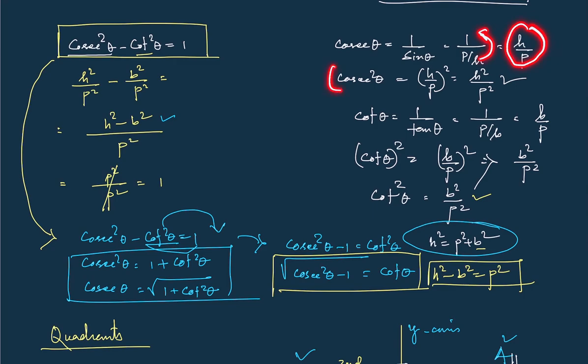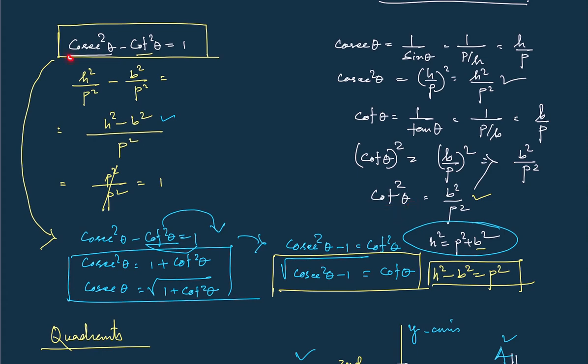Then cosec square theta is h by p whole square, that is equal to h square by p square. Then cot theta is equal to 1 by tan theta, 1 by p by b, that is equal to b by p. Now what is cot square theta? Cot square theta is equal to b by p whole square, which is b square by p square.